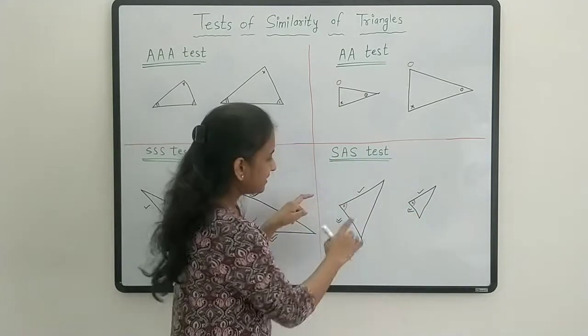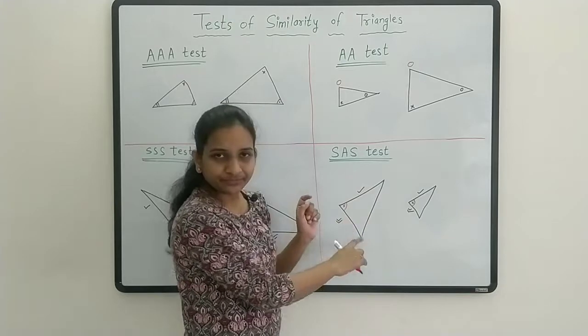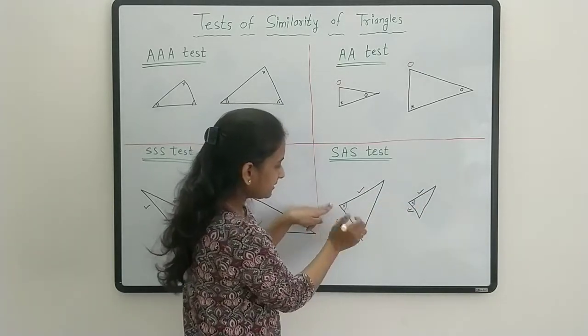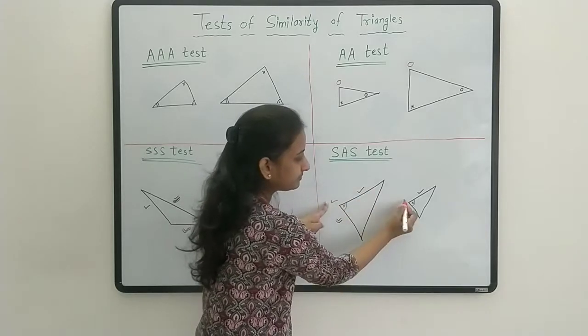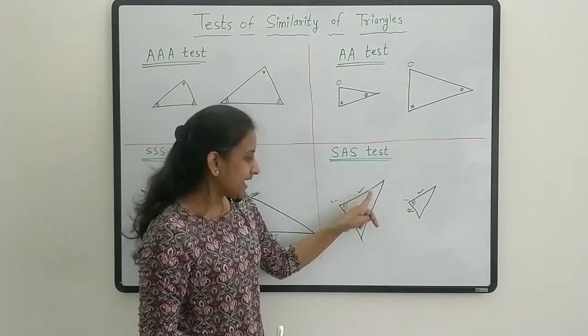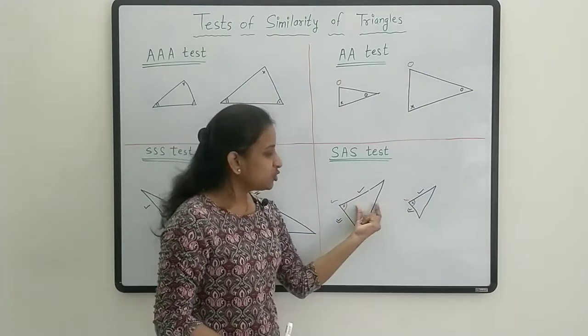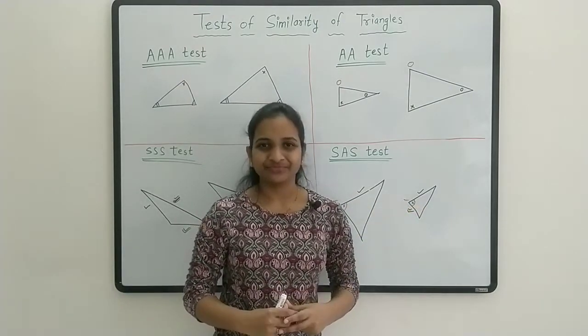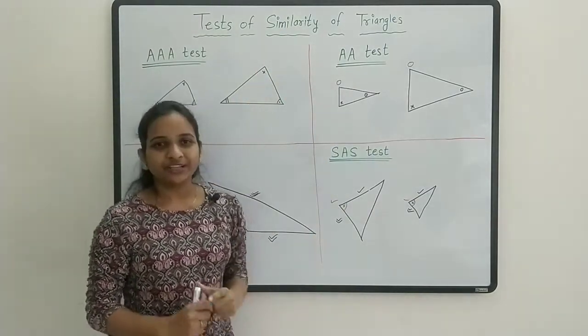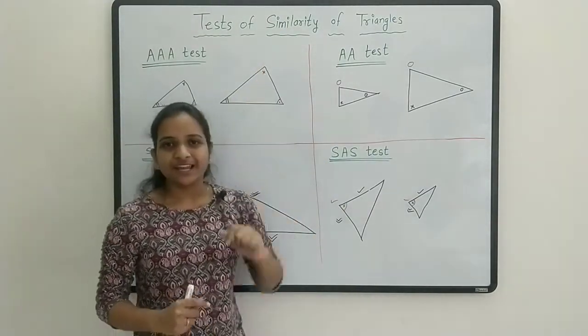Now let's consider this test. SAS means side, angle, side. If two sides are in proportion and angle between these two sides, if angle is equal, then we can say by SAS test these two triangles are similar triangles. Got it? So these are some shortcuts, some tests to tell whether the triangles are similar or not.